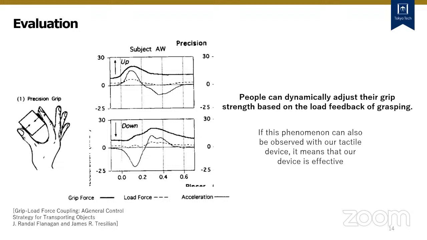And about the evaluation, the following slides are the evaluation part of my paper. The conclusion of that paper is that when people grasp and move objects, the grasping force will automatically adjust to adapt to the change in load force. So if this phenomenon can also be observed with our device, it can prove that our device is effective. In this graph, we can see the grip force, the acceleration and the load force changing at the same time.